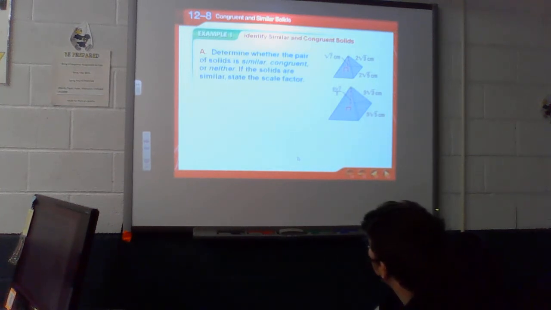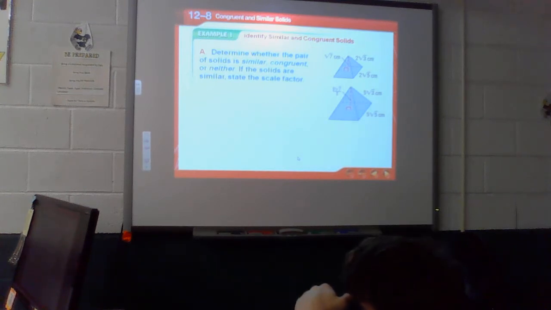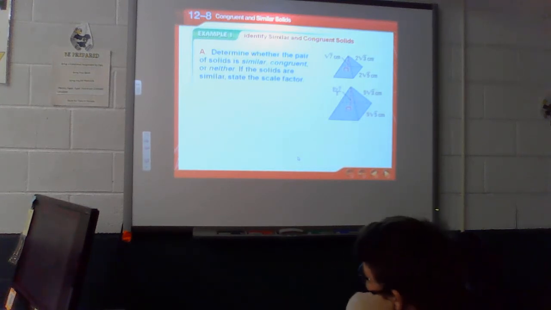So now we have to check out similarity. So how do I figure out similarity? I have to test the corresponding parts of those two pyramids and see if they have the same scale factor. Okay, so somebody with the calculator right now. You got somebody with the calculator do this side right here to this side right here. Punch that into your calculator. Somebody else do the height to the height. Somebody else do the bottom to the bottom. Who's my volunteers?